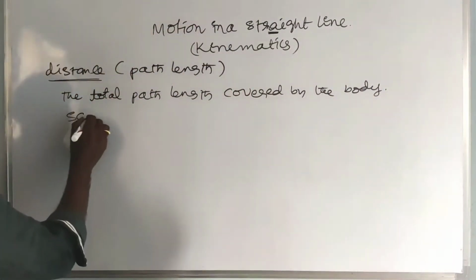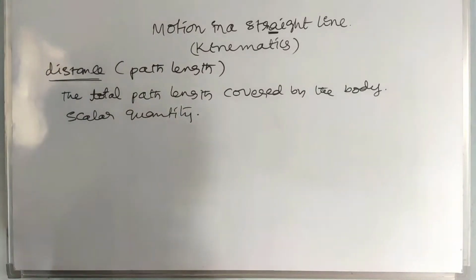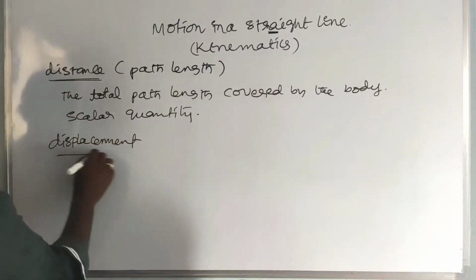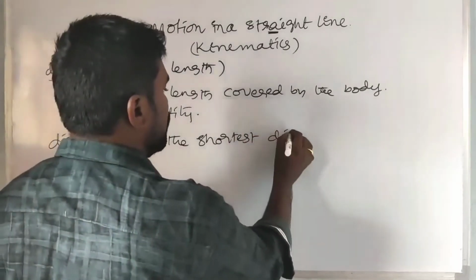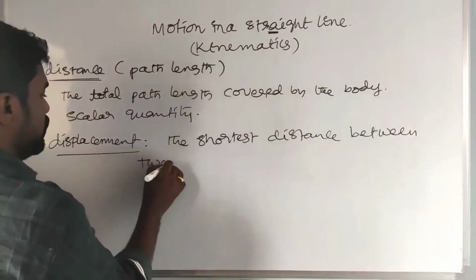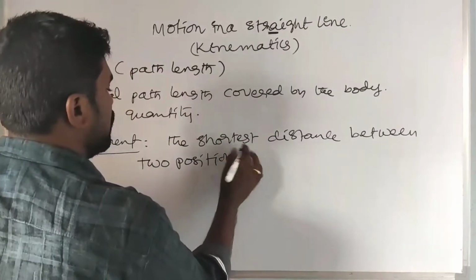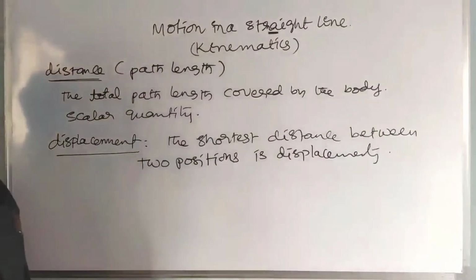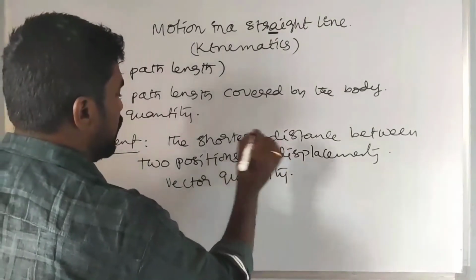Distance is a scalar quantity. It needs only the magnitude. It has no direction. And coming to displacement, it is a vector quantity, which is the shortest distance between two positions. The shortest distance between two positions is called displacement. So two positions are two points. Displacement is a vector quantity. It needs both magnitude and also direction.